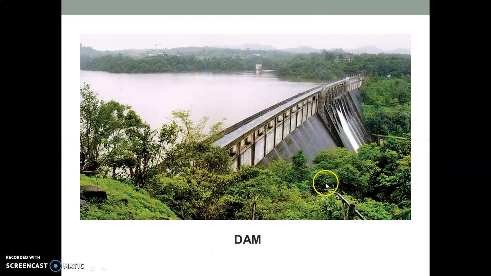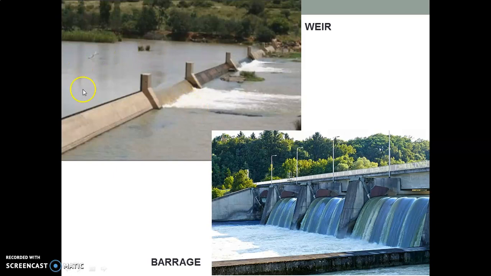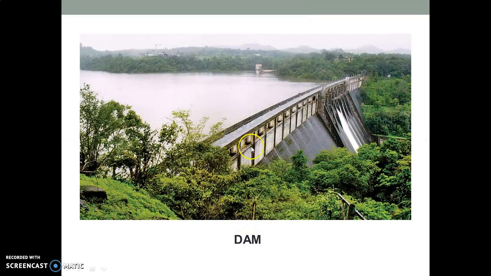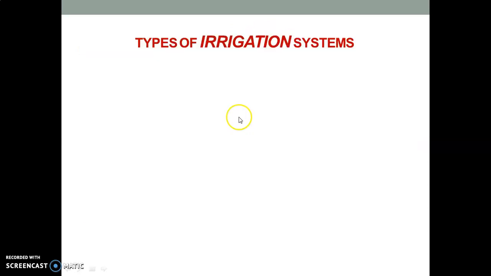This is a dam, and if you observe here, there is no extra storage of water. Water is flowing over the weir. Here too, the water is not stored, it is flowing over the barrage. But in a dam, water is stored on the upstream side, and that stored water is provided through canals to the agricultural fields.